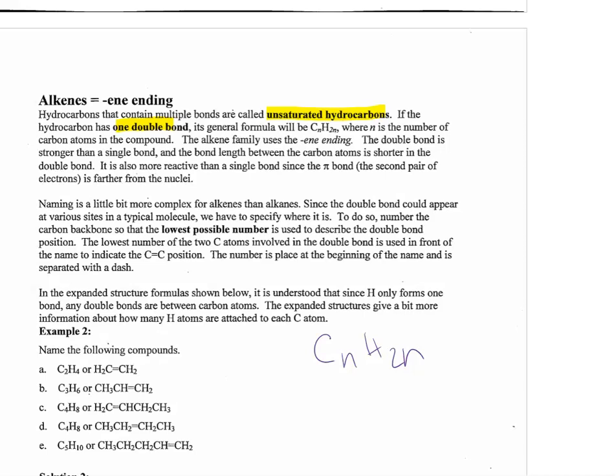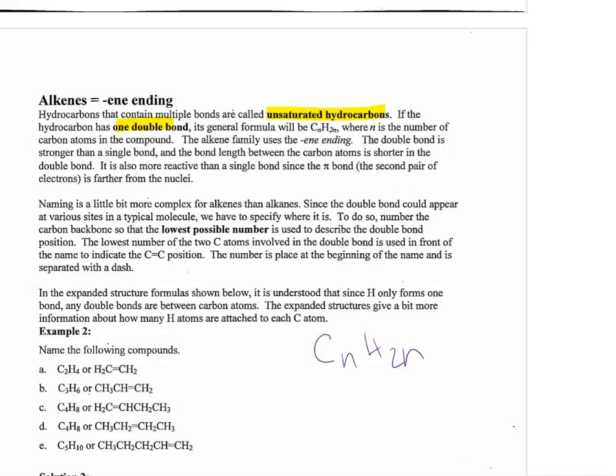We're going to be using that ene ending. The double bond is stronger than the single bond, and so the bond length between the carbon atoms is shorter than the single bond. The naming gets a little more complex because the double bond can appear in different areas, and so you have to tell it where to go.